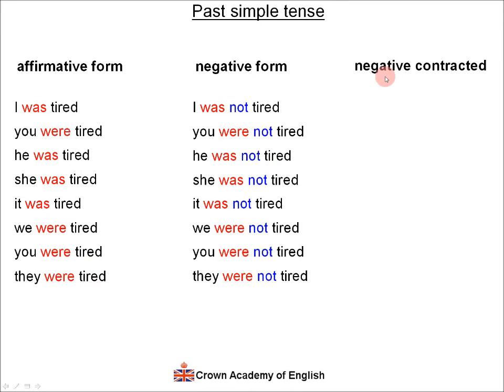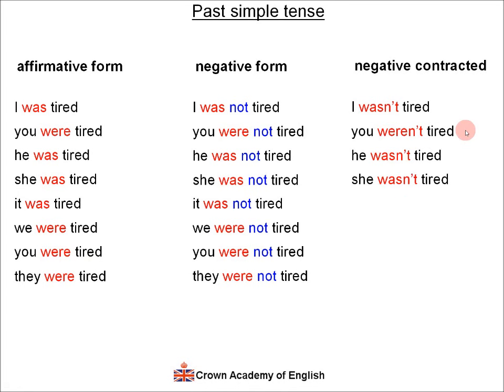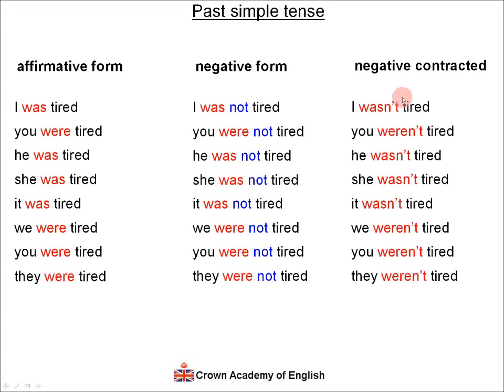And the negative can also have a contracted form, and there is only one contracted form for the past simple tense. I wasn't tired. You weren't tired. He wasn't tired. She wasn't tired. It wasn't tired. We weren't tired. You weren't tired. And they weren't tired. So for this negative contracted form, we have the apostrophe to represent the missing letter O. I wasn't tired. You weren't tired. Okay?